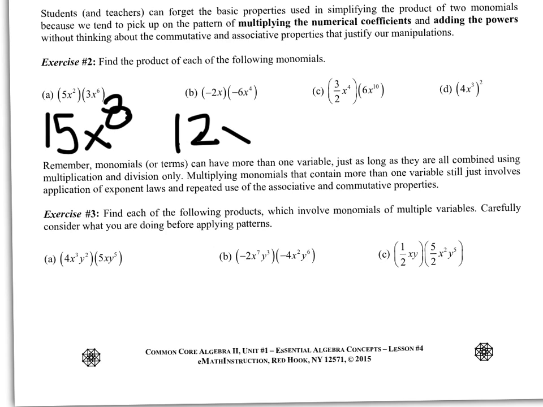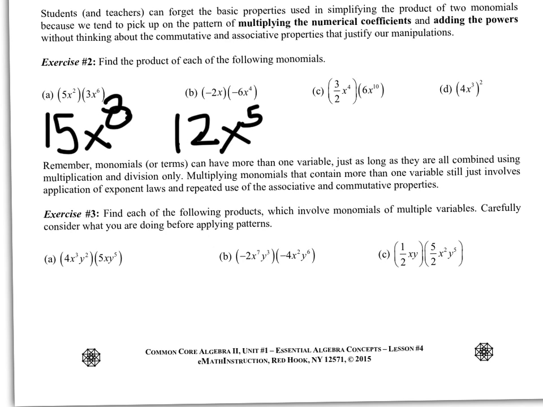I guess the trick here is to know that this x that you see right here is not x to the power of 0. It's x to the power of 1. We don't have to write 1s when they're exponents. So when you see a variable without an exponent, always remember that exponent is 1. So 1 plus 4 is 5. We have 12x to the 5th.